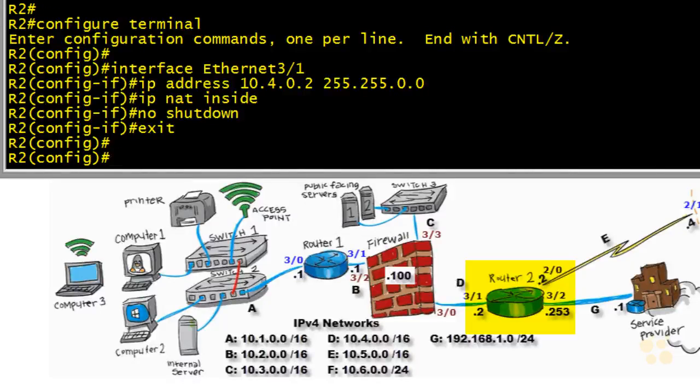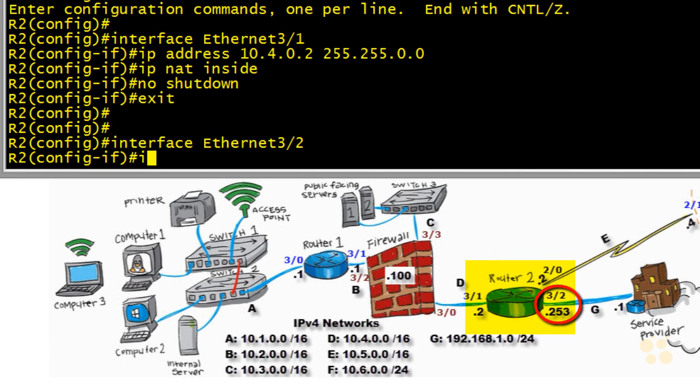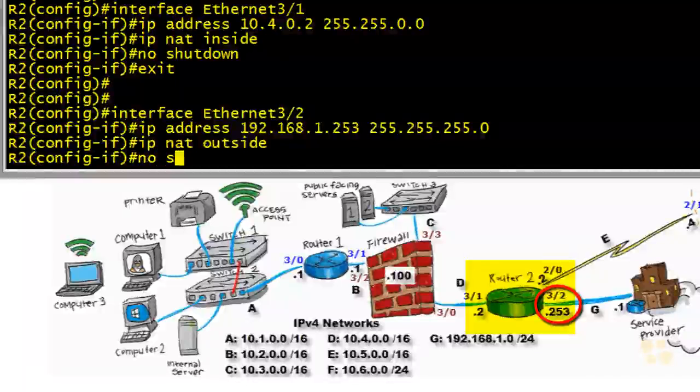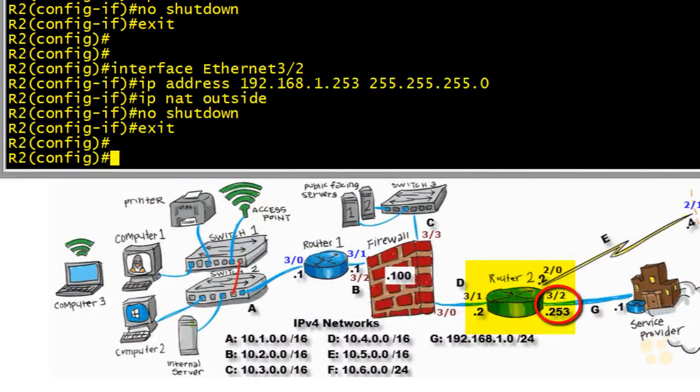Next, let's go to interface 3/2. This is the interface connecting R2 over to the internet service provider. So we'll go into interface config for Ethernet 3/2. We'll give it the IP address of 192.168.1.253 with a 24-bit mask, and use the command ip nat outside. We'll bring it up with a no shutdown, and then exit interface configuration mode.